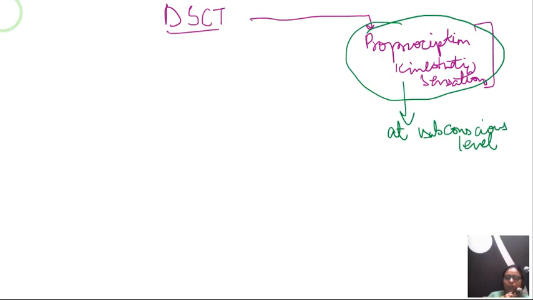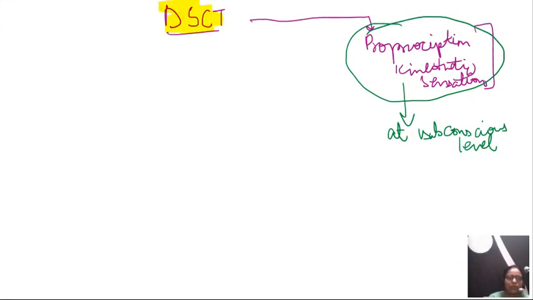Your dorsal spinocerebellar tract takes the proprioception and kinesthetic sensation at the subconscious level. It means that as soon as I ask you, then you take consciousness of which position your body is in. Otherwise it was at the subconscious level. So the proprioception and kinesthetic sensations which take place at the subconscious level are carried by the dorsal spinocerebellar tract. Fine. Understand?